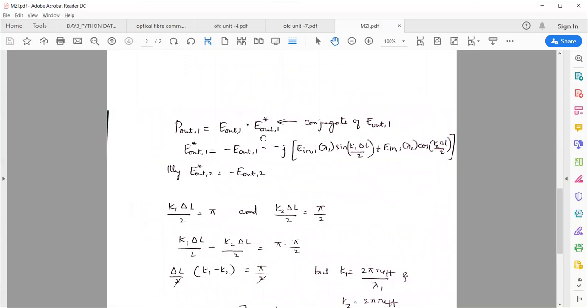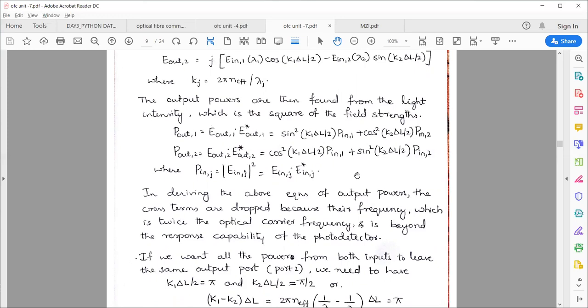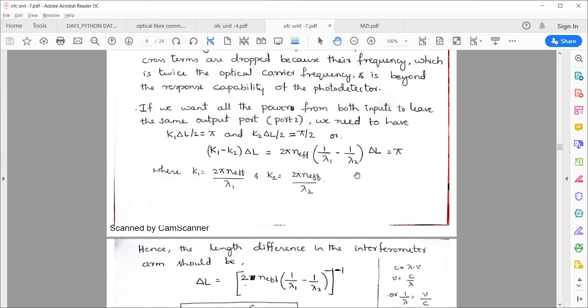So what happens if you substitute k1 delta L by 2 as pi? Sine square pi is nothing but 0 and cos square pi by 2 is also 0. So P out 1 will be 0. The same values if you substitute here: cos square of pi is 1, sine square of pi by 2 is also 1. So 1 into P in 1 plus 1 into P in 2, so P out 2 will be P in 1 plus P in 2. That is what we aimed to achieve.